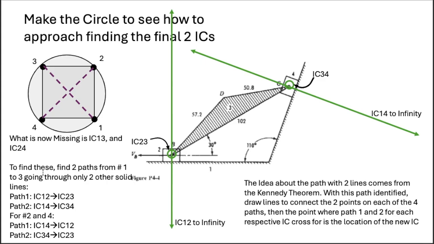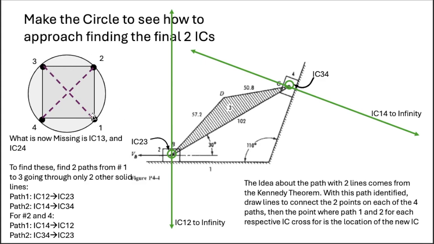We talked about following a path where you only require 2 lines to follow the path between the 2 missing points, instance centers. So here, let's look first for a connection between 1 and 3. When you want to find an instance center between 1 and 3, you can follow the path 1 to 2 and 2 to 3. Those are 2 lines, okay? You follow them, and there you are. You've reached from 1 to 3 through 2 lines.